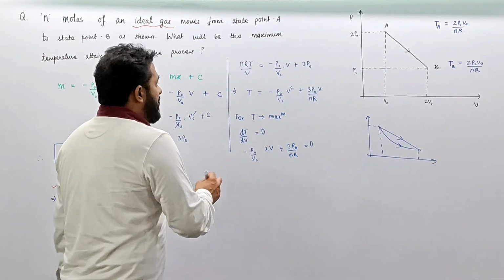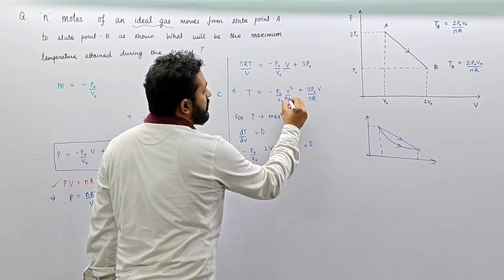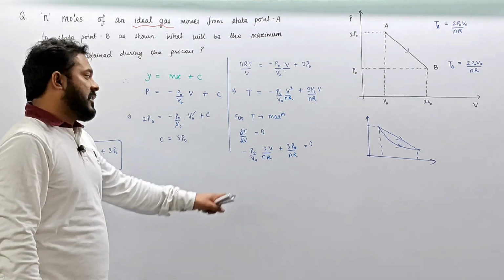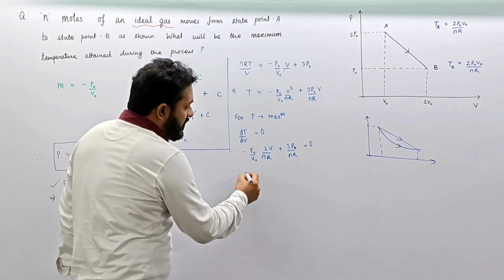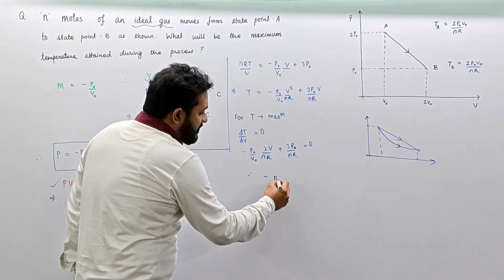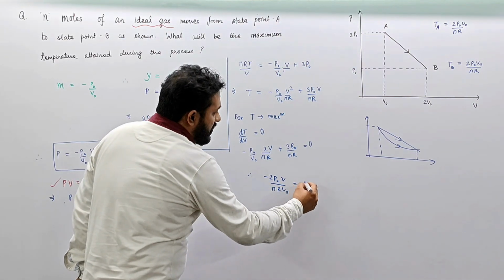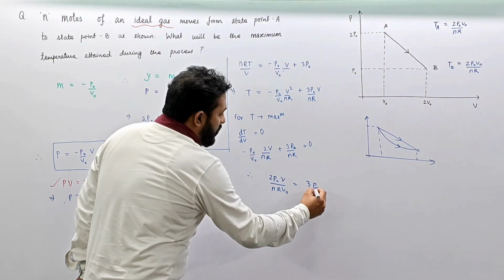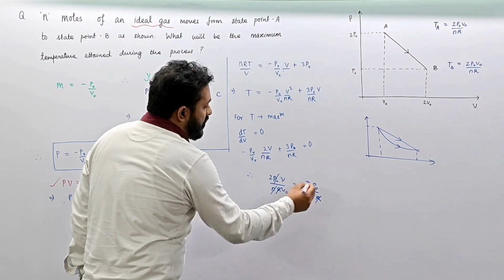So over here we get an equation like this. यहाँ पे भी nR का term आएगा. So nR is also going to be associated over here. So we'll get an equation like this, and over here on solving we obtain minus P naught 2V by V naught is equal to 3 P naught by nR, and we can remove nR, P naught, P naught.